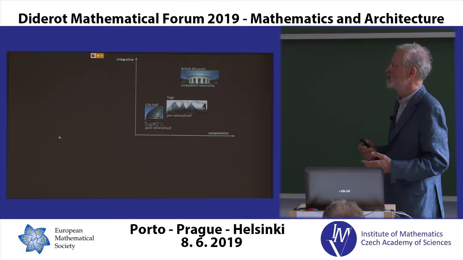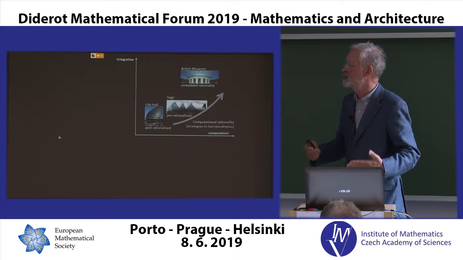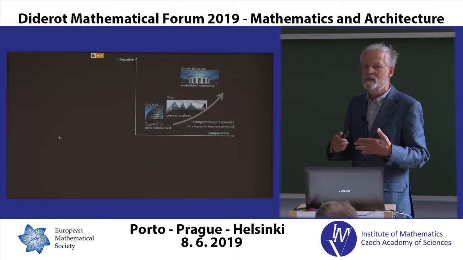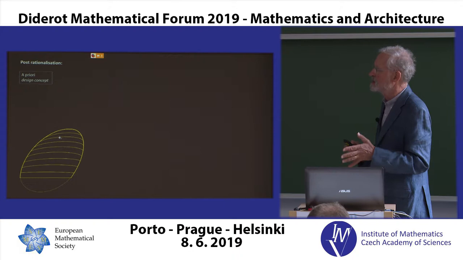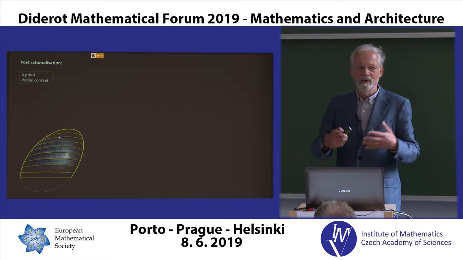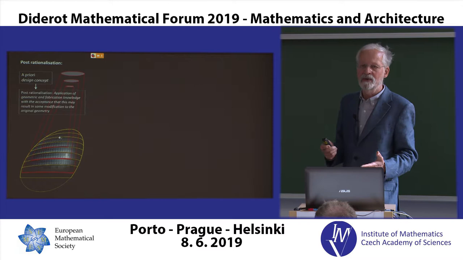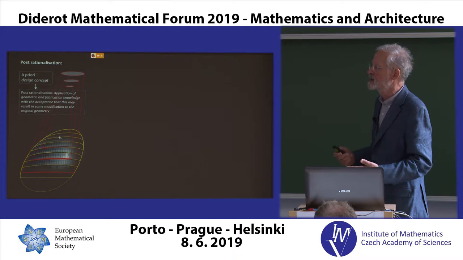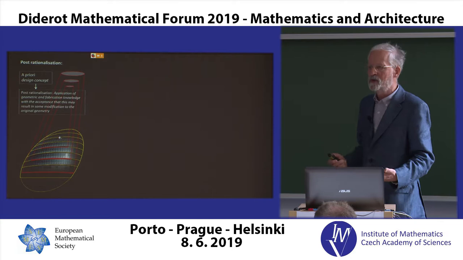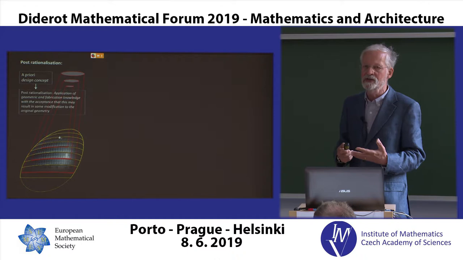But essentially, we get these computational rationality strategies, which are looking at harnessing not just mathematics, but mathematics which can be translated into a physical building. And going through this, for the post-rationalized, we have an a priori design concept. Oh, we're going to do an egg-shaped building by the river. Okay, we can't make an egg-shaped building, so what we do is we post-rationalize it into a series of sheared cones, which gives the planar panels, which are unfoldable, and we can get our building. So we are prepared to accept some modification to the geometry in order to get a reasonable building.